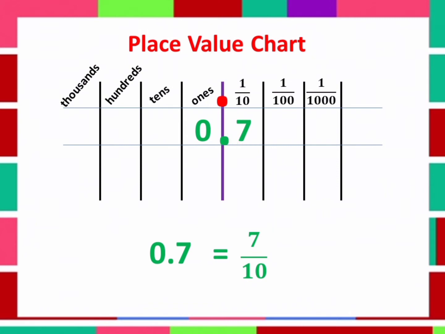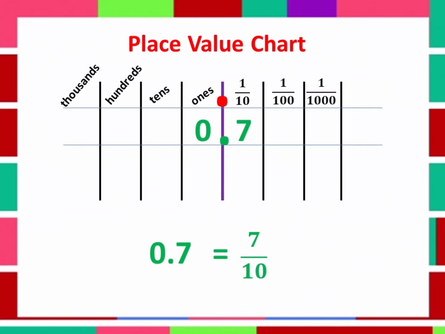And to get the denominator, just think of the column where the last digit after the decimal point lies. And 7 is found in the tenths column. So, that will be your denominator. So, therefore, 0.7 is equal to 7 over 10, or 7 tenths.